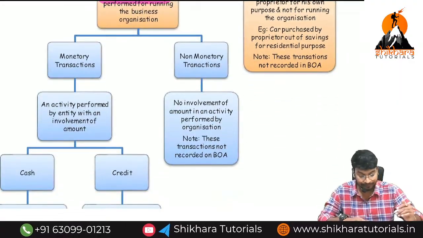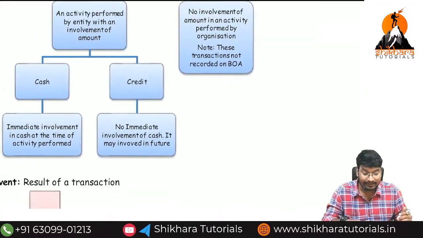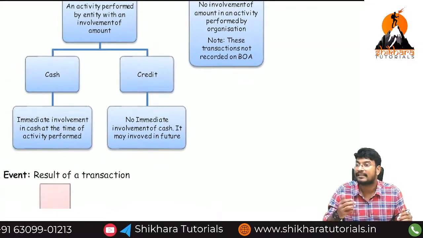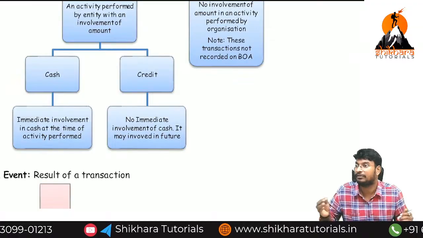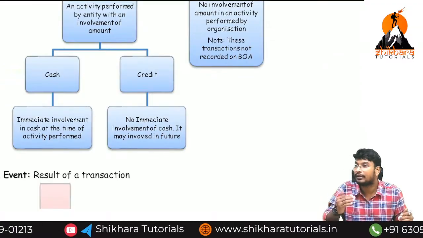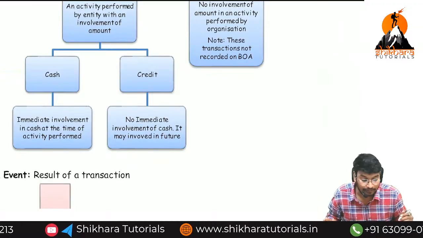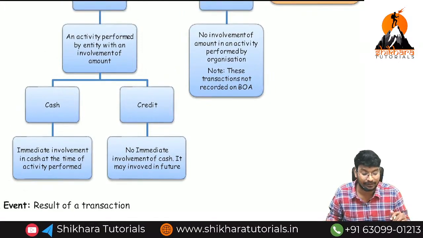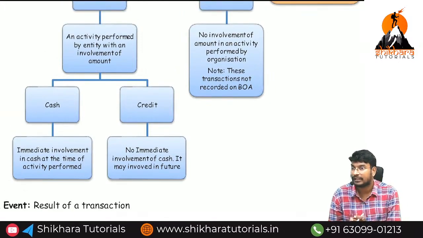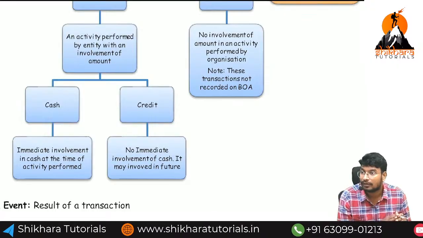So next one. Again, these monetary transactions are classified into how many types? Two types: cash transactions and credit transactions. We will record the cash transactions and we will record the credit transactions also. So this is the ultimate objective. Involvement of money means monetary, no involvement of money means non-monetary.